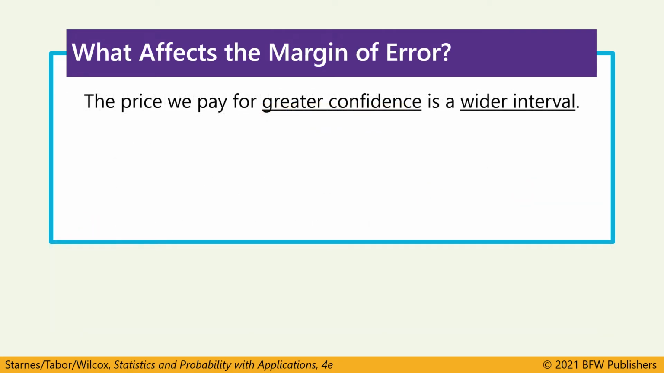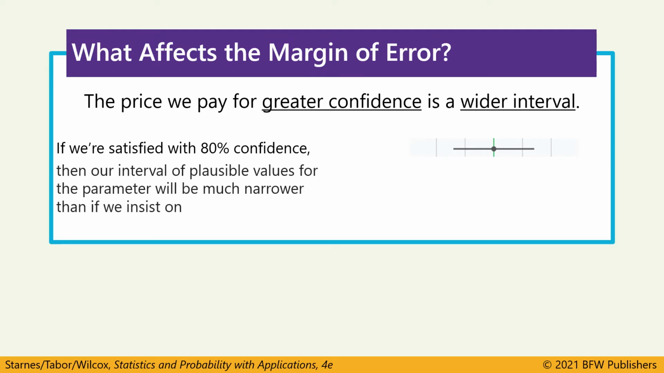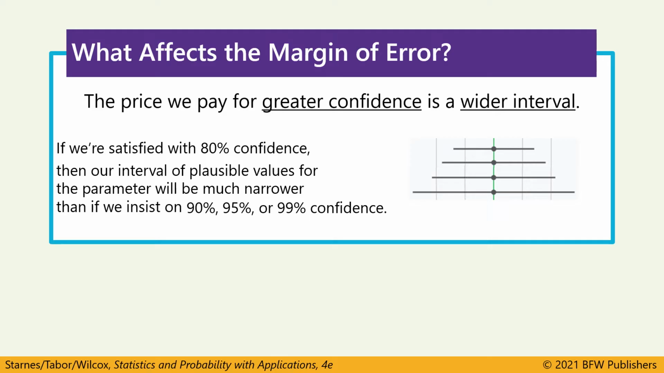And let's talk about the confidence level before we talk about the sample size. So we can change that 95% to 90% or 99% or 80% or whatever we want really. And just know that the price we pay for greater confidence is a wider interval. So if we have an 80% confidence interval, we'd be looking at something like that versus a 90% confidence interval or a 95 or a 99. So you can see as our confidence level goes up, the interval gets wider, which logically makes sense.